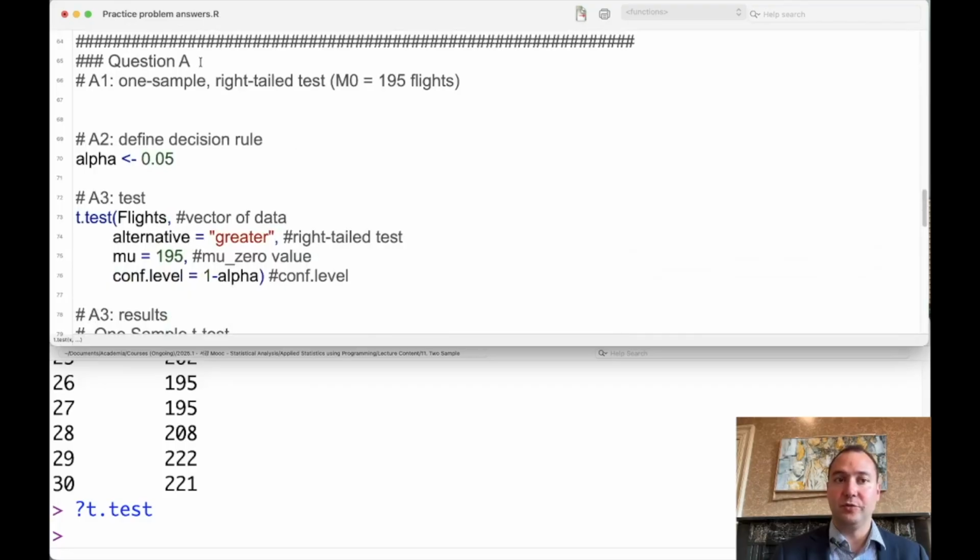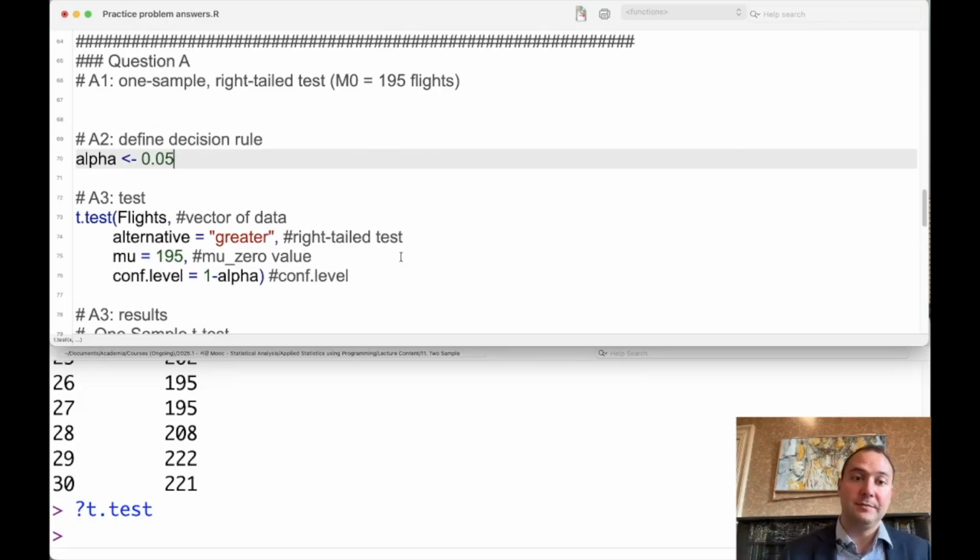I'm going to skip down to question A1, where we have to define our test. It's a 1-sample test. Why? Because we only have 1 sample of data. It's a right-tailed test because we're testing if we have more than our predicted mean. And what is our assumed mean? What is mu0? Mu0 is that historic number of flights, 195 flights. Next, we should define our decision rule. I'm going to define our decision rule as 5%. If you wanted to make it a little bit more strict, you could use 1%. I'm going to use 5%. It's not that strict.